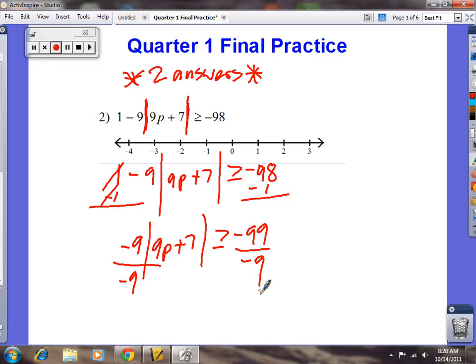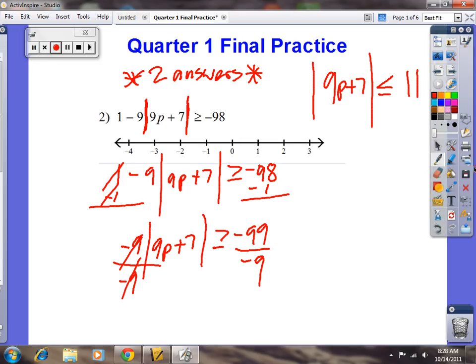Now this is a good problem because anytime you divide both sides of an inequality by a negative, you've got to change the direction of the inequality. So a negative 9 divided by negative 9 is just a positive 1. So now you just have the absolute value of 9p plus 7. I got to change the direction of my inequality, so it's now less than or equal to. And what's the negative 99 divided by negative 9? Positive 11.